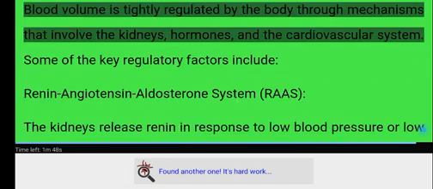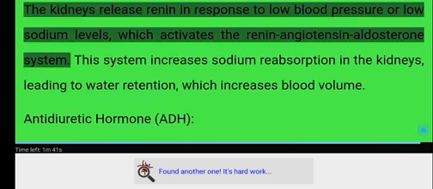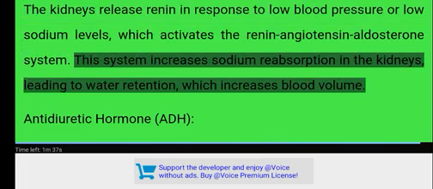Regulation of blood volume. Blood volume is tightly regulated by the body through mechanisms that involve the kidneys, hormones, and the cardiovascular system. Some of the key regulatory factors include the renin-angiotensin-aldosterone system, RAAS. The kidneys release renin in response to low blood pressure or low sodium levels, which activates the RAAS. This system increases sodium reabsorption in the kidneys, leading to water retention, which increases blood volume.